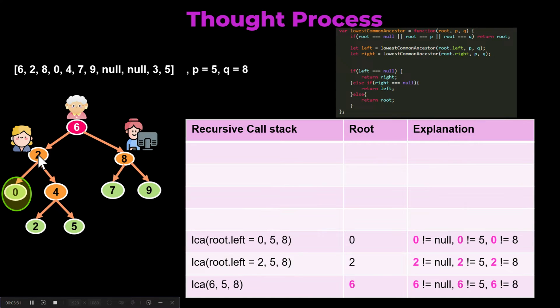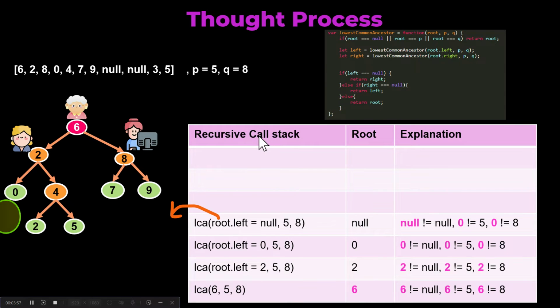In this step we are up to here, so 0. 2 is currently the root, and root.left becomes 0. We check 0 is not null, 0 is not 5, 0 is not 8. It is none of those, so we come here again and call root.left. Now this root is the leaf node. There are no more child nodes, so the left node is null and the right node is also null.